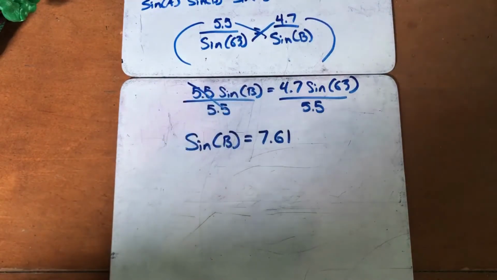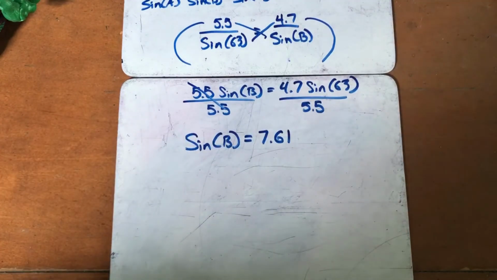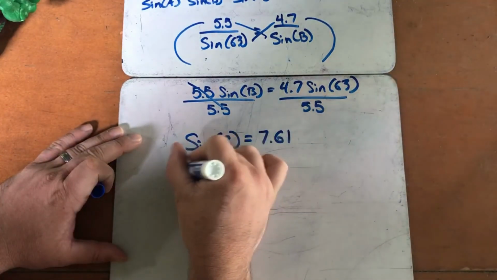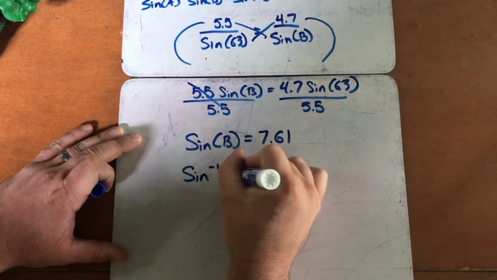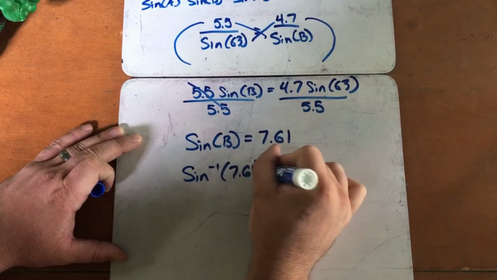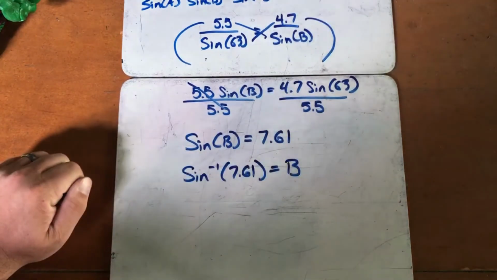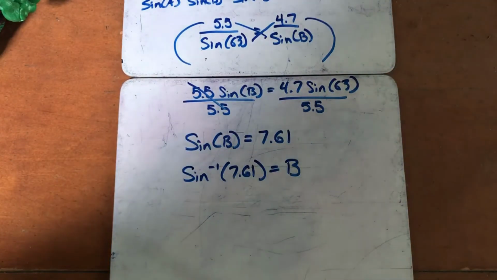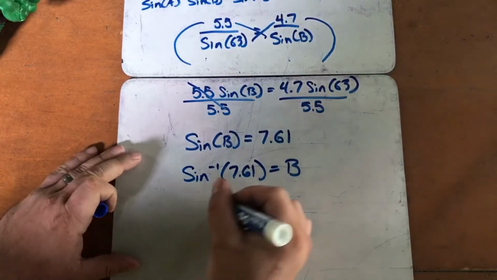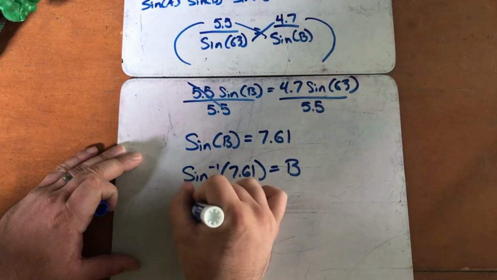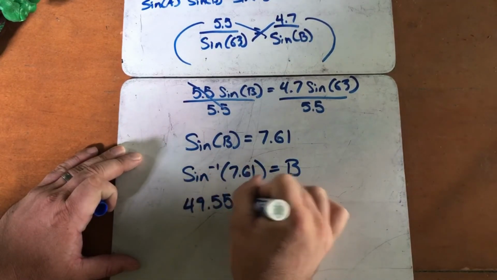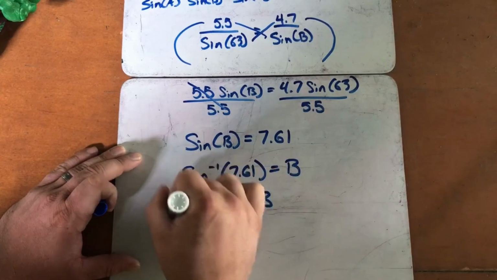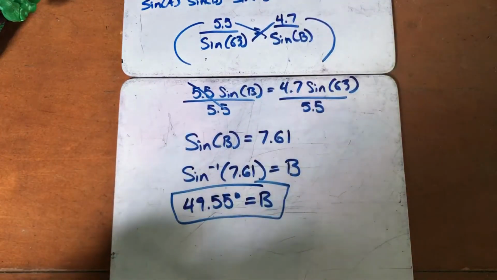I need to do some operation to get B by itself. This is where inverse trig comes into play. So I do the inverse sine of my 7.61, and that should equal my angle B. So once I do this, I find out that the angle B is approximately 49.55 degrees. All right, so there is my angle B.